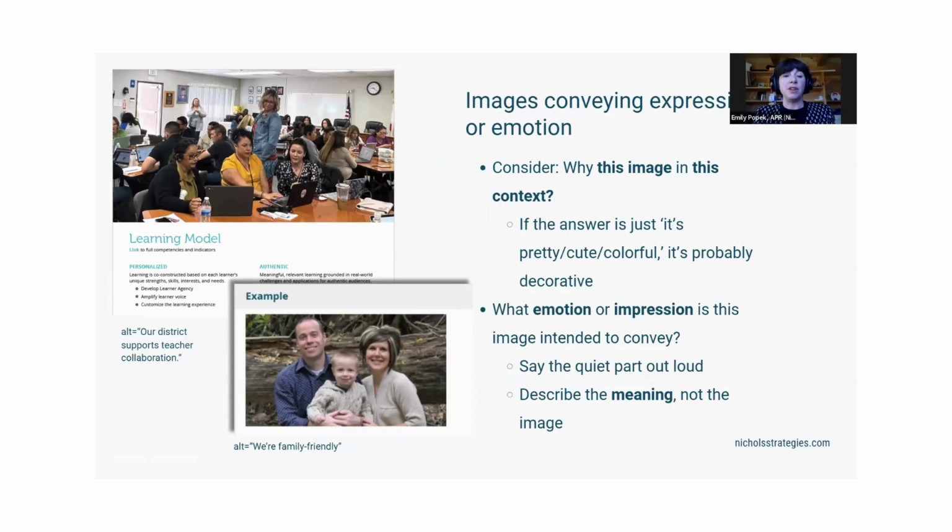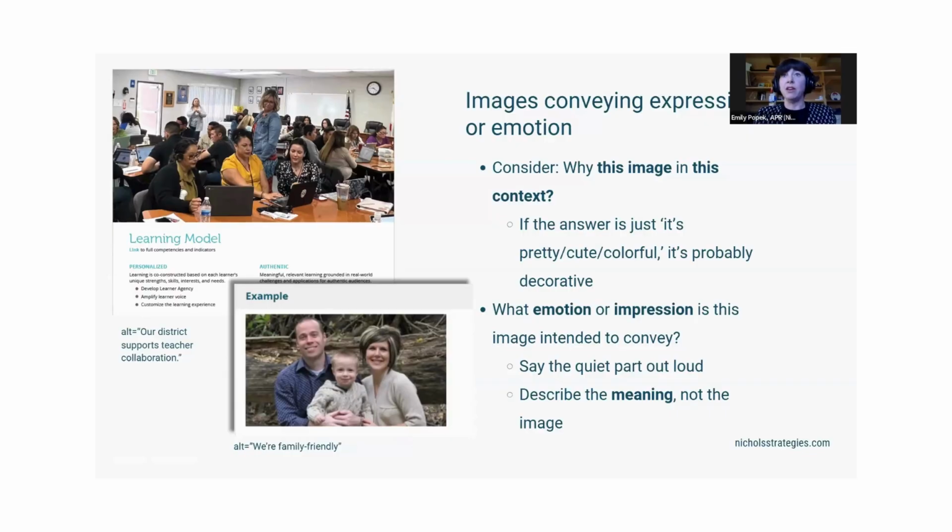Here's another example straight from WCAG. This screenshot showing two adults and a child is from the WCAG website, an example of an image that's being used as sort of a stock image to convey an expression or emotion. And what WCAG says is, look, if you're using essentially a stock photo to convey an emotional impression, then your alt text should reflect that.